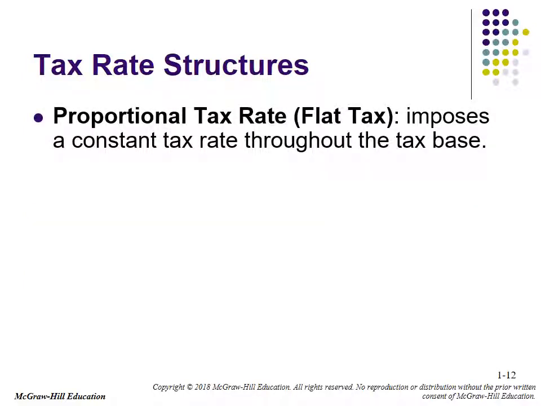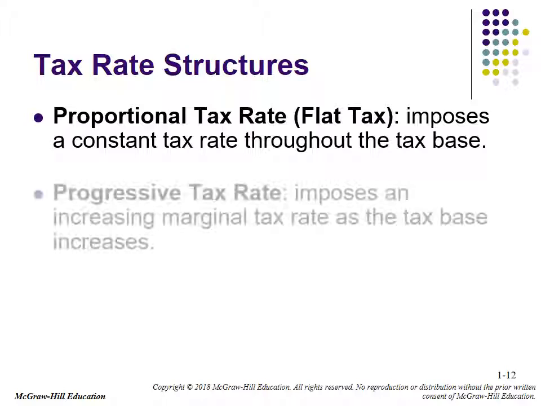Structures. We have proportional tax rates, a flat tax. It imposes a constant tax rate throughout the tax base. Sales tax is a proportional tax rate. Some states have proportional tax rates. Pennsylvania does. It's like 3.1%. No matter how much money you make, it's taxed at 3.1%.